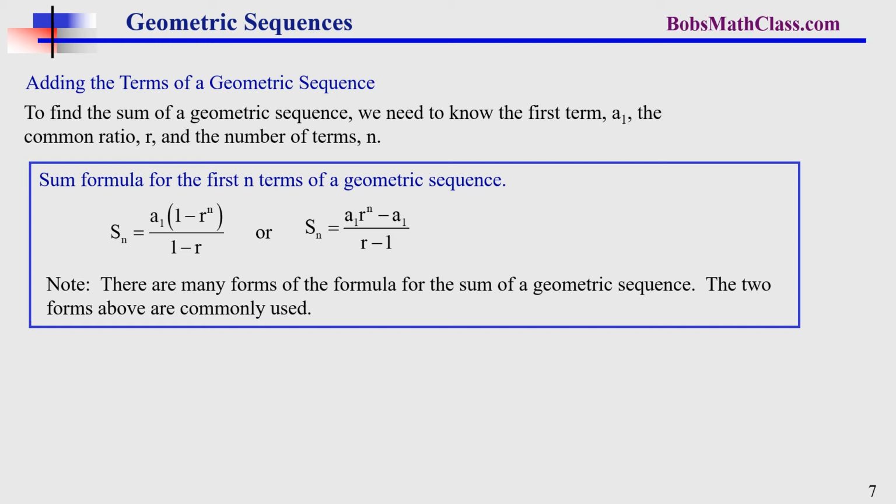It just has to do with distributing, or maybe factoring out a -1, because some people don't like it to be 1 minus r instead of r minus 1. So either one of those formulas is the same. Your teacher might also give you another formula, which is still the same.